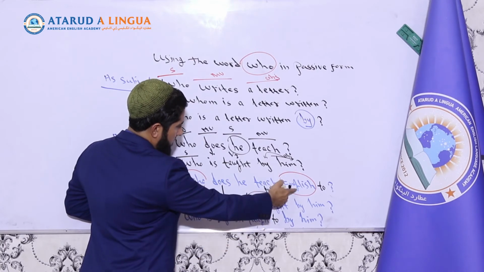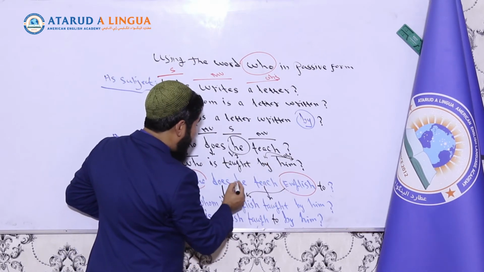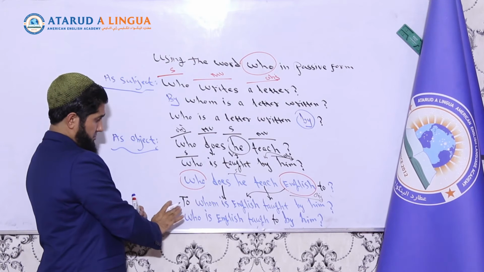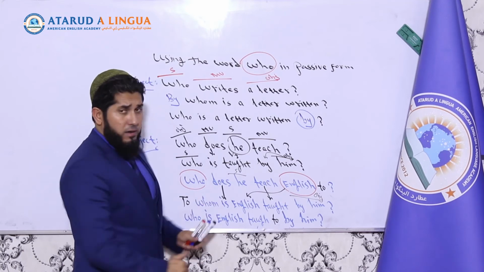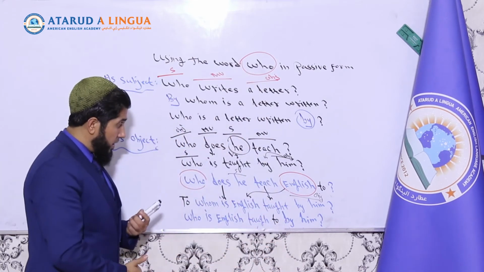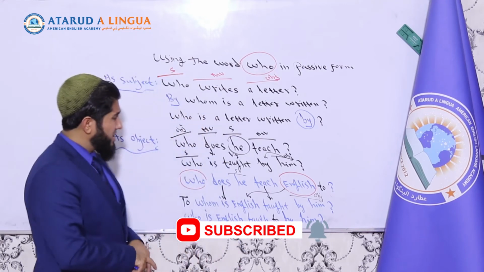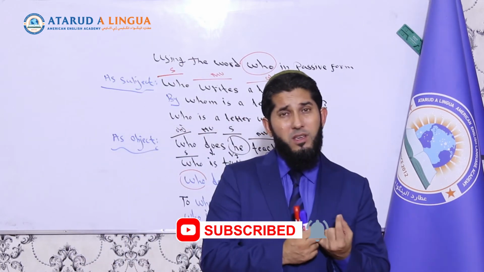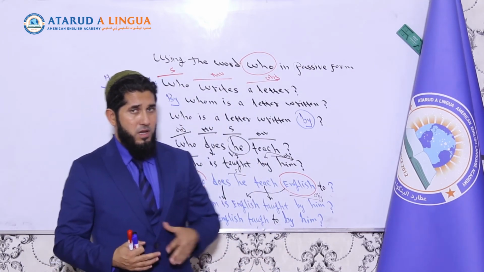So now, the object of the active sentence became the subject of the passive sentence over here. And the subject, he, became the object of the preposition, or an agent of the subject. So, to whom is English taught by him? Formal. But we can also say who is English taught to by him. Who is English taught to by him? That will be somewhat spoken or informal. This is how we can use the word who as subject or as object in our active sentences and passive sentences.